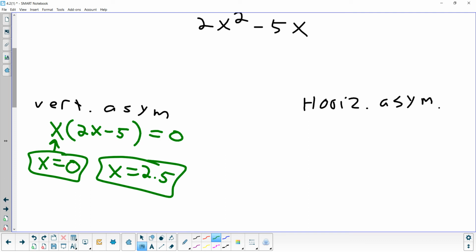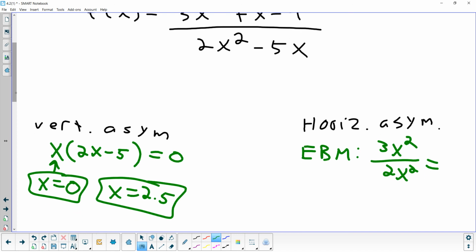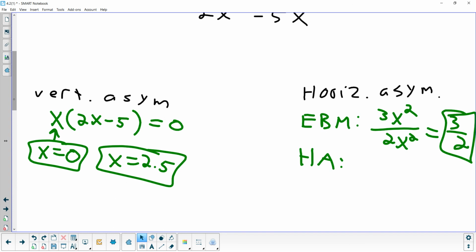I'll sketch them later. My horizontal. Let's do the EBM. Ethan, what's the EBM of the numerator? 3x squared. And the denominator? 2x squared. Good. And Chris, what does that simplify to? 3 over 2. So there's my EBM. Now, Francesca, how does the equation of a horizontal asymptote always start?